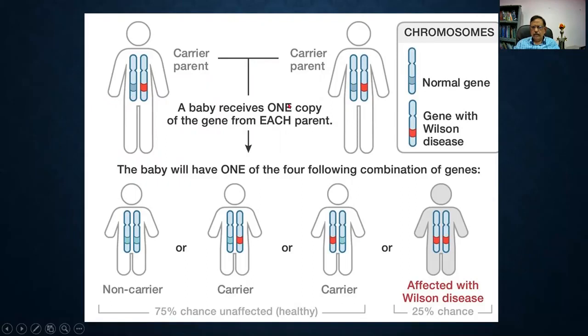One, there is a normal chromosome from each parent, and it is a normal non-carrier. Or there can be a normal chromosome from the father but a defective chromosome from the mother. The child remains a carrier. If it is the other way around, defect from the father but normal from the mother, it is still a carrier. But if there is a defective chromosome from the father and the mother as well, you find there is full-blown Wilson's disease, and a 25% chance of a child developing it.